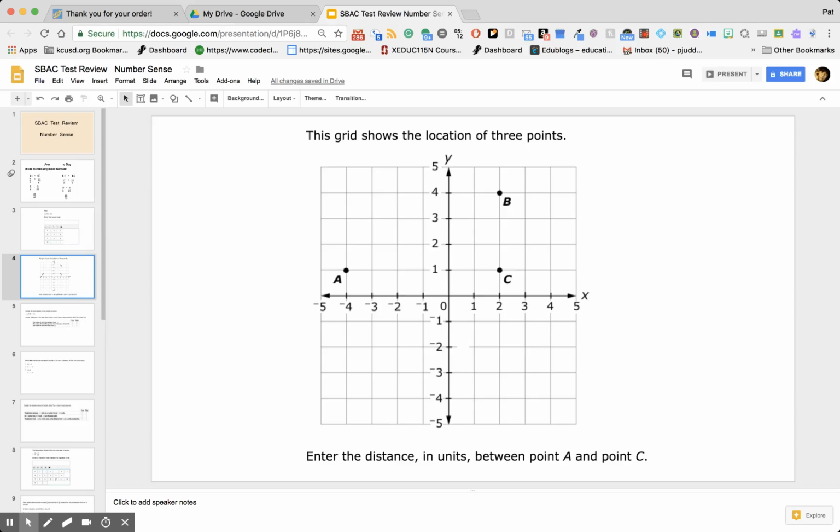So pause the video here for 45 seconds. Look closely at the screen and decide how many spaces or how many units are there between point A and point C.